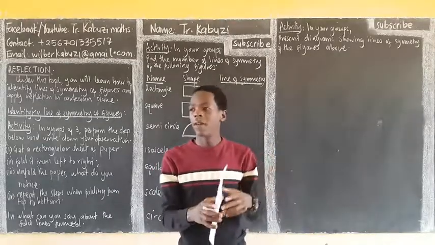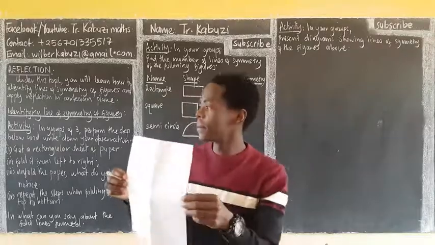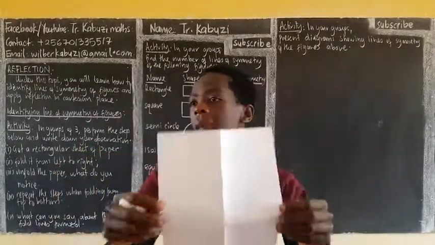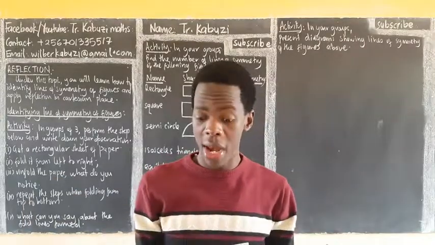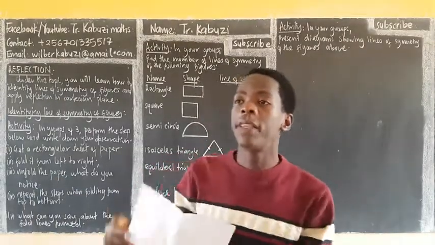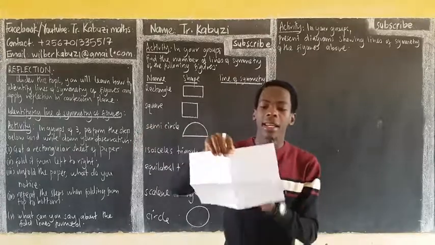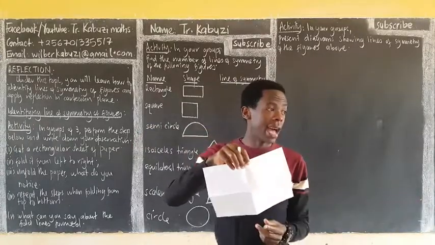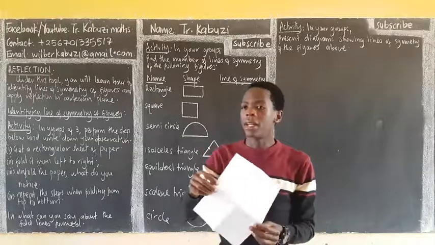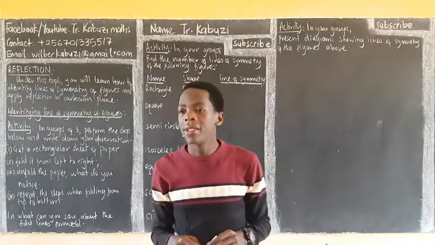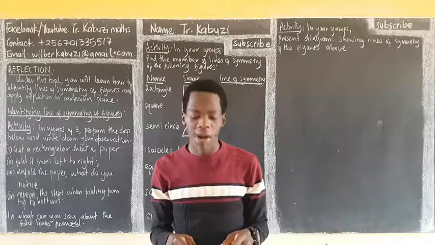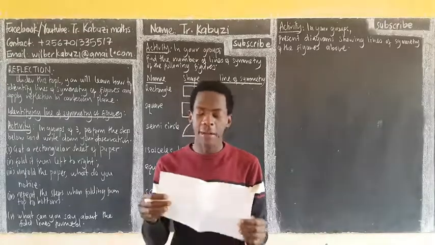So when I unfold it, how many lines do we see? Yes, 2 lines. So which figure is this? The whole of this, which figure is this? Rectangle, right? So rectangle has how many lines of symmetry? We look at it. How many lines of symmetry does it have?